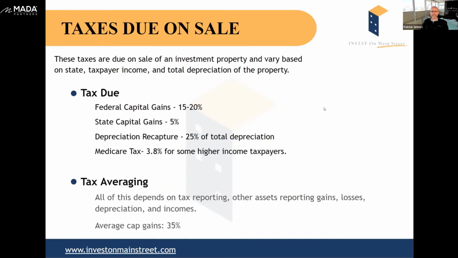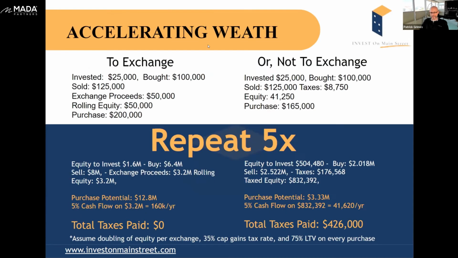Taxes are due when something sells: sales tax, federal capital gains tax, state tax, depreciation recapture, Medicare tax, all kinds of taxes. Those are examples. And if you do a tax averaging strategy, then average capital gains can sometimes be up to 35%. Avoiding that can be a tremendous accelerator. Like I said, it's often referred to as the most powerful wealth-building tool available to Americans, or for this meeting, to the American investor or those investing in America.